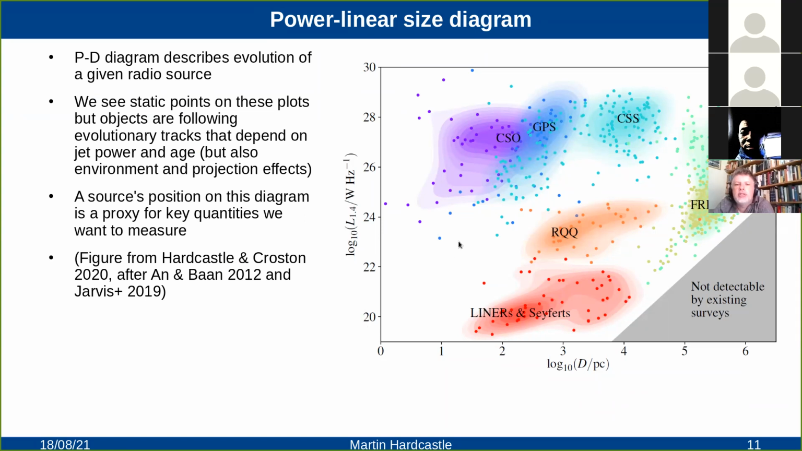And at any given time, a given radio source is somewhere on this plot. It has a measurable linear size, it has a measurable brightness. But sources are going to evolve on this plot with time. Generally, they're going to evolve to the right because they're going to get bigger with time. The jets carry on going, so they're pushing against the external medium, so the sources will grow. So you can define evolutionary tracks on these diagrams. And those tracks depend on jet power, radio source age, environment, and other effects.